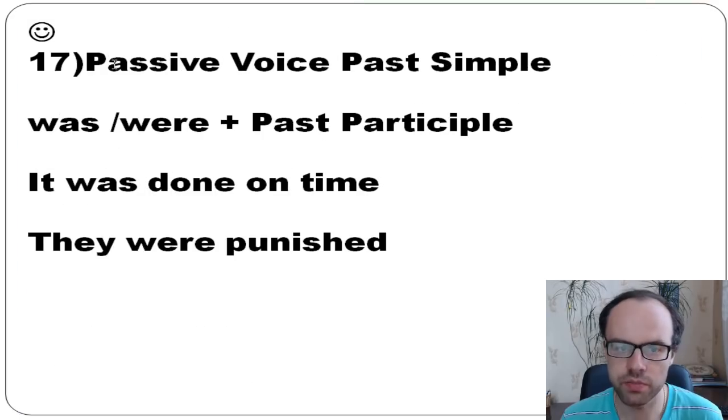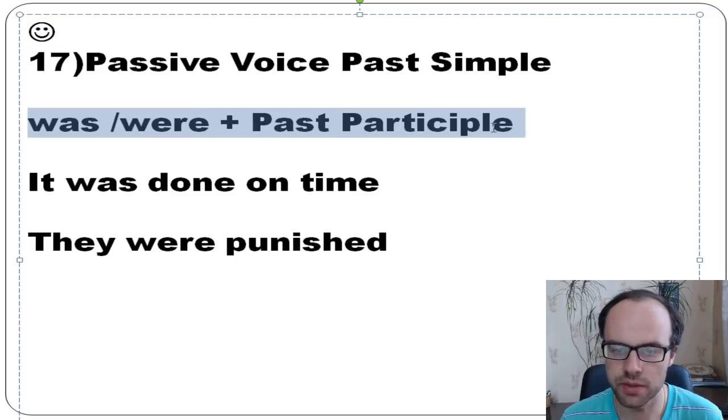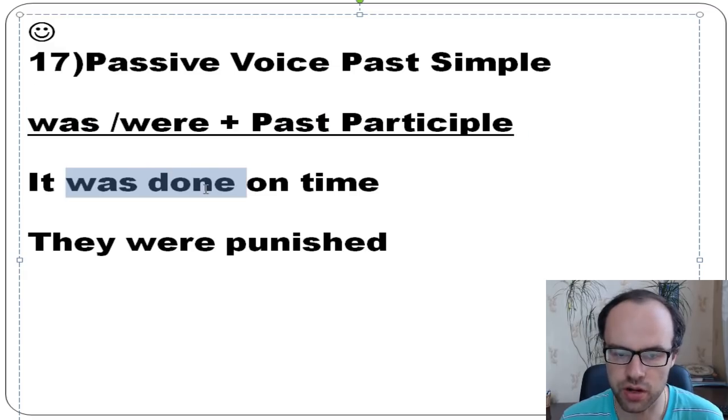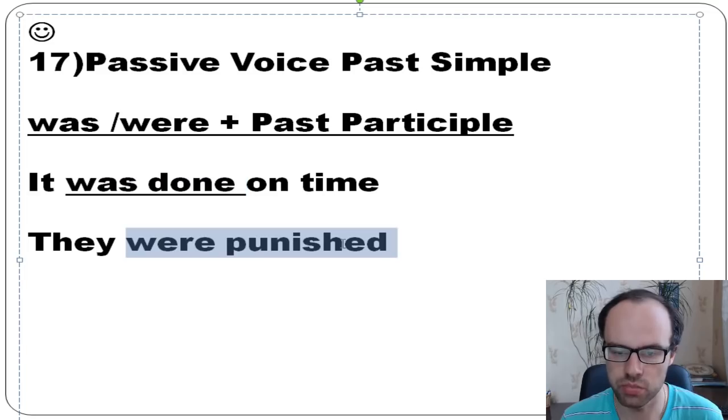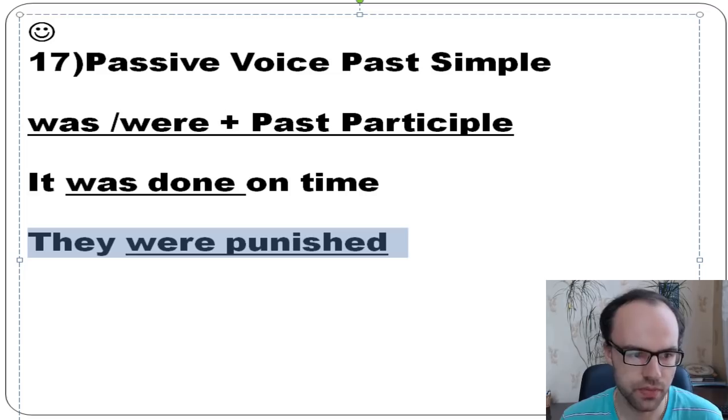Good. What about passive voice, past simple? It's the same thing, but we use was, were plus past participle. Look, it was done on time. He, she, it was. It was done on time by someone. They were punished. They were plus past participle. They were punished by someone. Okay, good. So passive voice, past simple: was, were plus past participle. It was done on time. They were punished. Good.